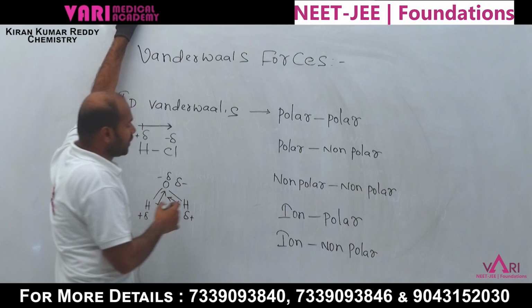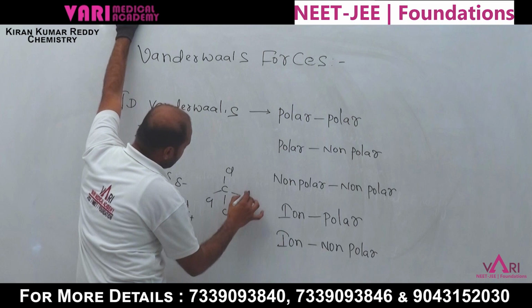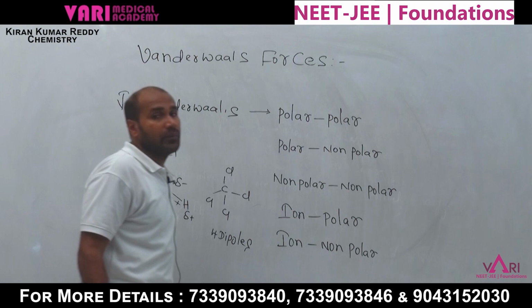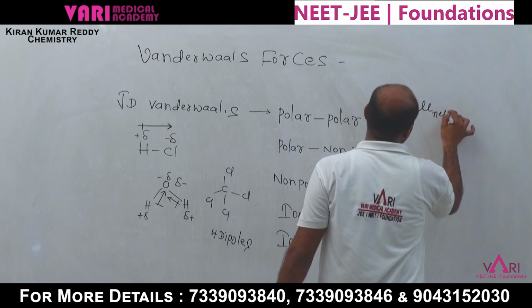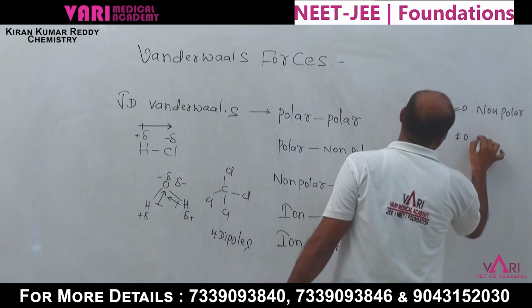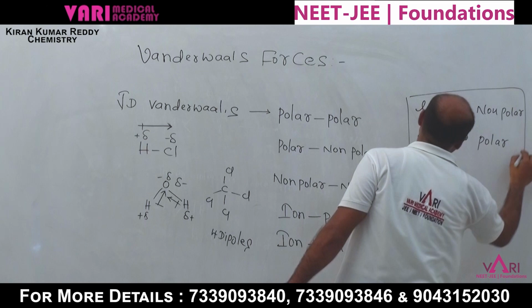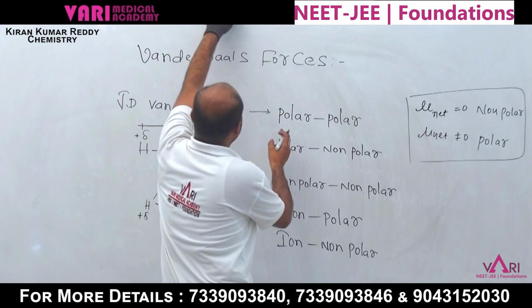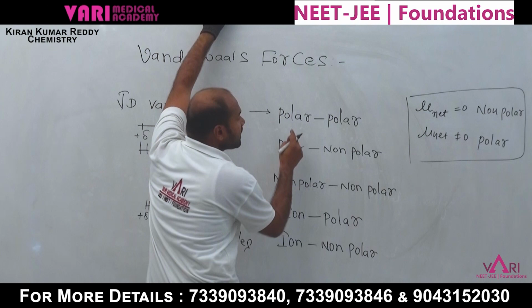If you take carbon tetrachloride, with Cl, Cl, Cl, Cl, four dipoles are present. What is dipole moment? Dipole moment, mu net is equal to zero, that is a non-polar molecule. Another one is mu net not equal to zero, that is a polar molecule. Based on the resultant vector, you have to remember this concept. Polar-polar molecule means the polarity of a molecule means dipoles, so he observed dipole-dipole interaction. Two polar molecules means dipole-dipole interaction.